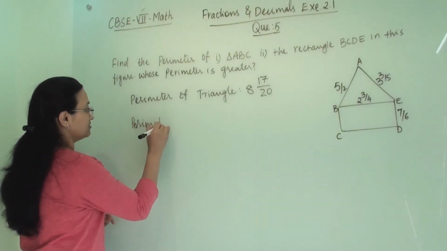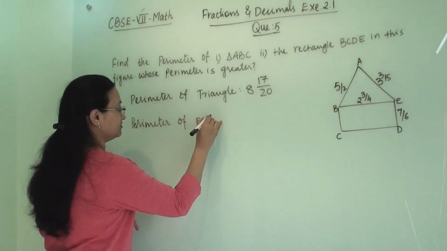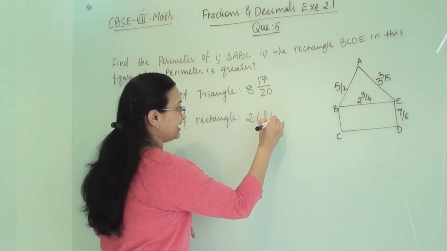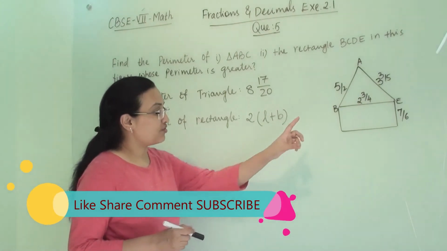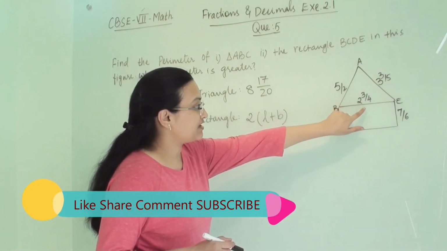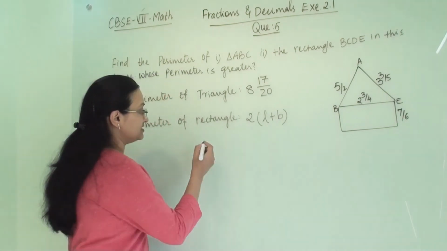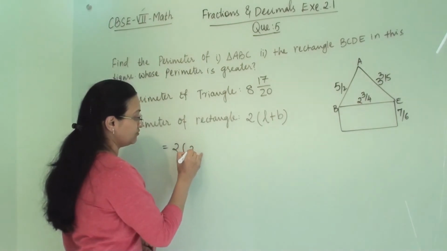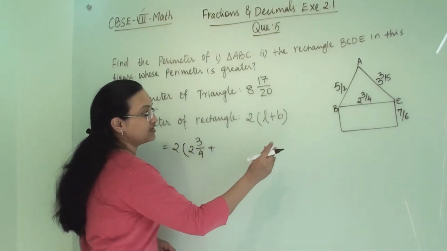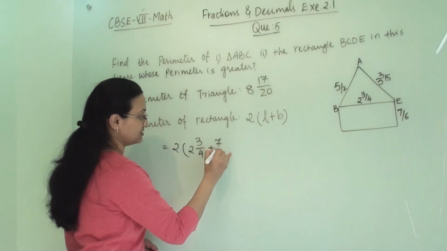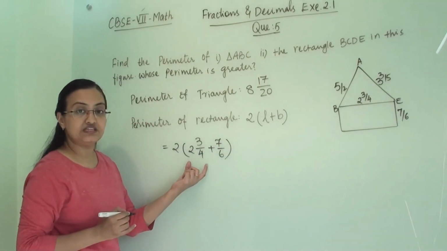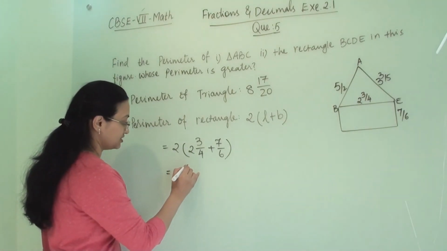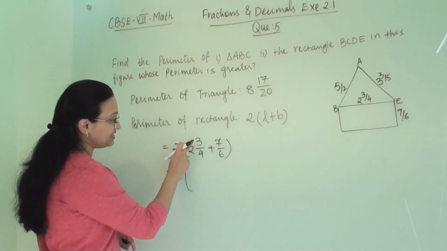So perimeter of rectangle, and what is the formula for it? 2 into L plus B. Now the measurements of two sides of the rectangle are 2 3/4 and 7/6. So let us write them. What is the length? 2 3/4. Now what is the breadth? 7/6. Now the first fraction is in the form of a mixed fraction. So we have to convert it into an improper fraction first. So here 2 into 4, 8 plus 3, 11.